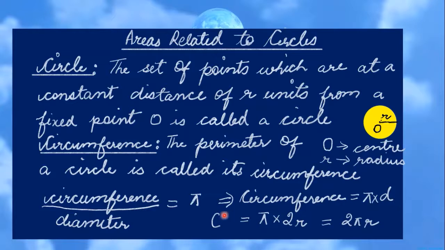Now we have used C for circumference. C equals pi multiplied by 2r, as you know diameter is 2 times r. So pi multiplied by 2r. So circumference is 2 pi r.